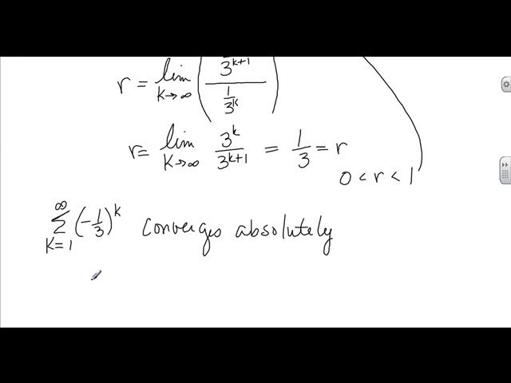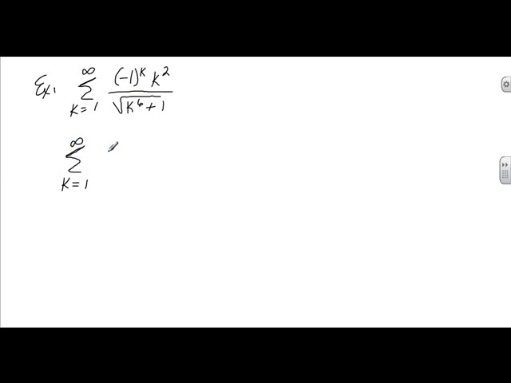Another example, we have a series from 1 to infinity of negative 1 to the k power times k squared divided by the square root of k to the 6th plus 1. So we're going to consider the series of k squared over the square root of k to the 6th plus 1 and try to determine if that series is going to converge.